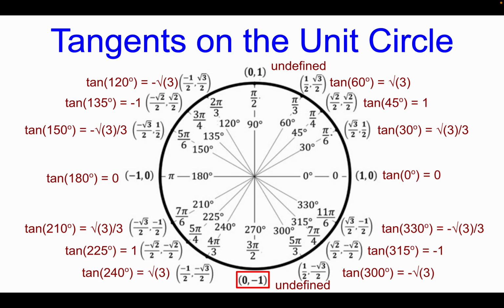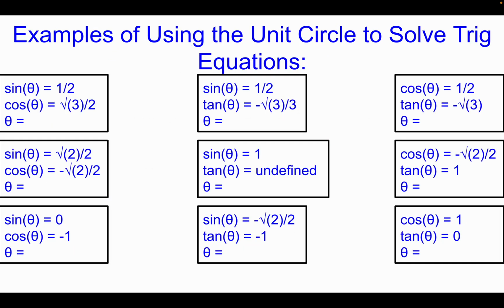So now let's use our completed unit circle to solve a couple of problems where we are solving trig equations. So here I've got 9 different examples. We'll start with this one in the top left here. We'll say when the sine of theta equals 1/2 and the cosine of theta equals the square root of 3 over 2, what would the value of theta be?